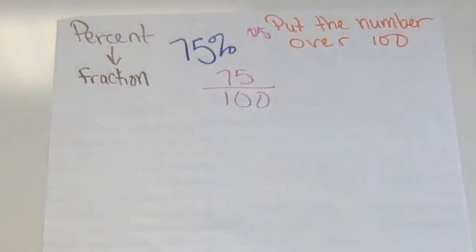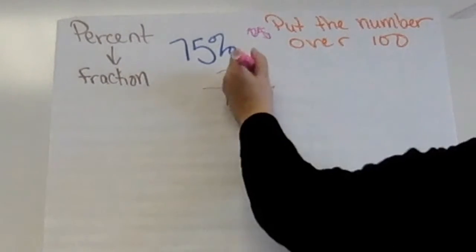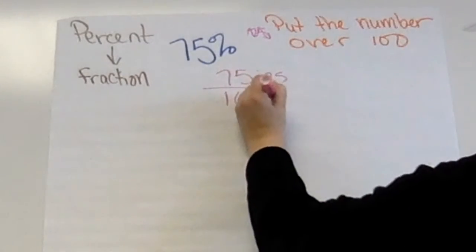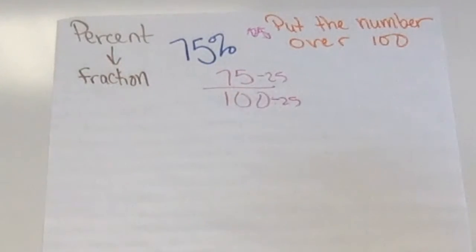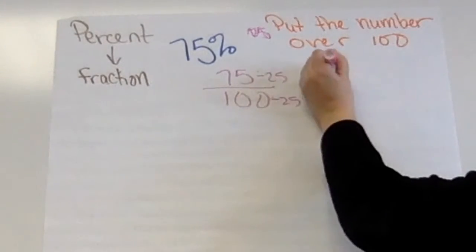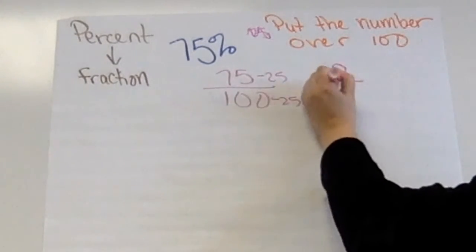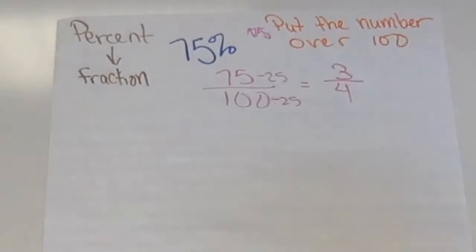So, can you see it okay? 25. Oh, good one. I like it. Divided by 25. I was going to say 5, but what's 75 divided by 25? 3. And 100 divided by 25 is 4. Perfect. So 75% as a fraction is just 3/4.